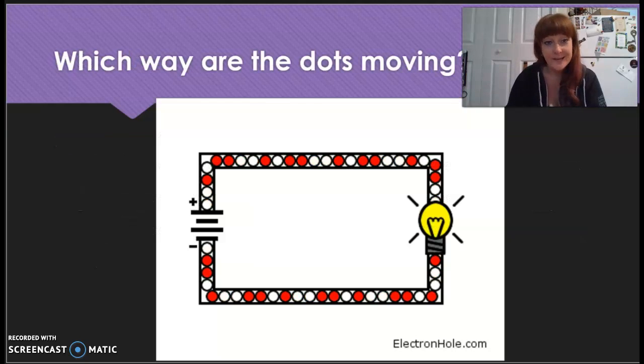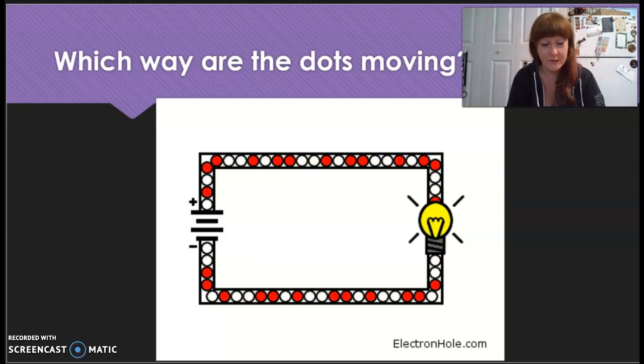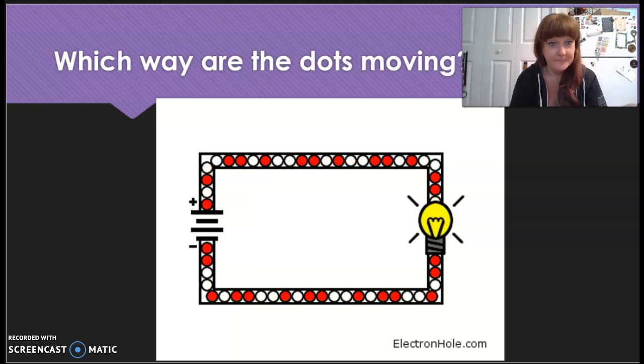So in the circuit, we're going to look at how to diagram a circuit in a little bit. You should have viewed that video in your simulation activity you did. But I have a question. Which way are these dots moving? So look at it for a minute.